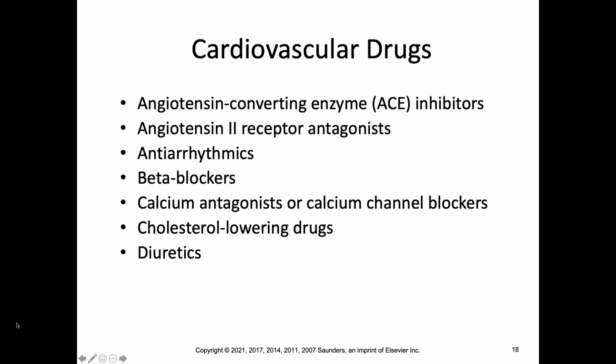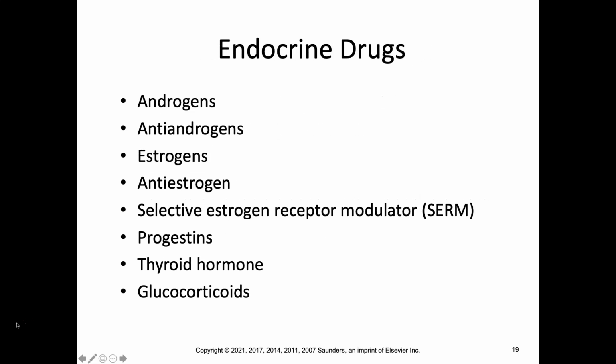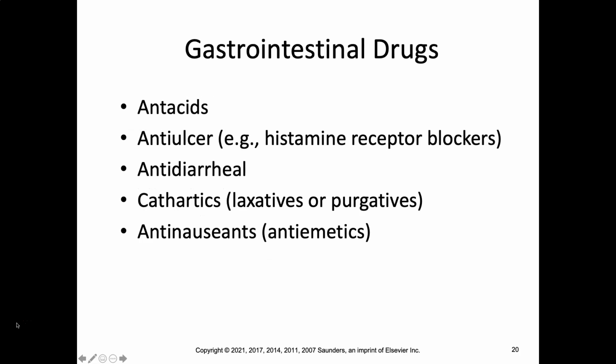And then here it's going to give you some cardiovascular drugs and some endocrine drugs. And we talked a little bit about the endocrine drugs when we were on that chapter, when you talk about the estrogens and androgens and the thyroid hormones, glucocorticoids, those types of things. GI drugs, again, you can think about the GI tract and what it might need or use.